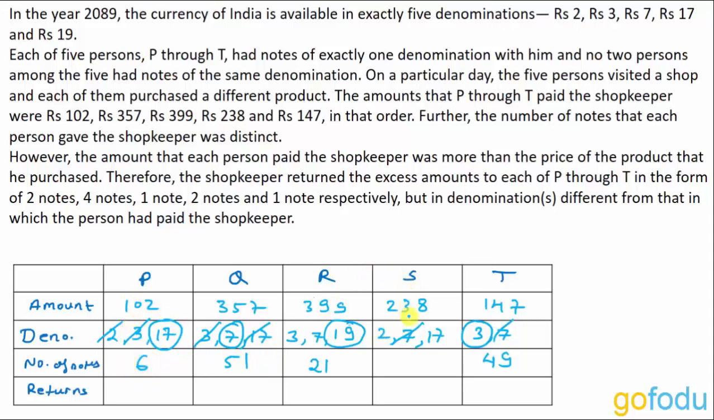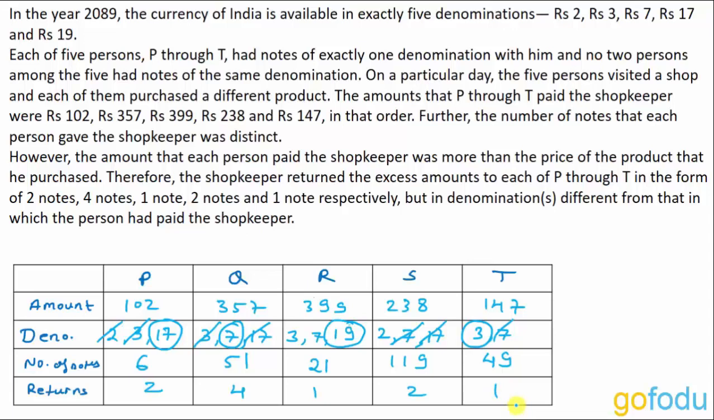Now only person remaining is S, for which 17 is not possible. So he will pay the shopkeeper in the denomination of 2. 2 into 119 is 238. Let's complete this table. Number of return notes will be 2, 4, 1, 2 and 1. With this we have completed this table.